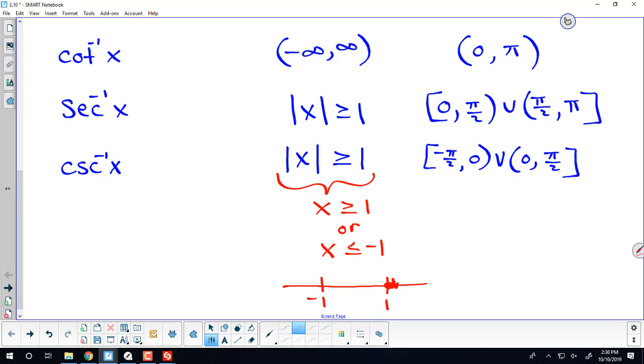We include that, but all of these numbers, include that, and all of these numbers. So that's our visual way to interpret absolute value of x larger than or equal to 1. Basically, we're not including any numbers in between -1 and 1.